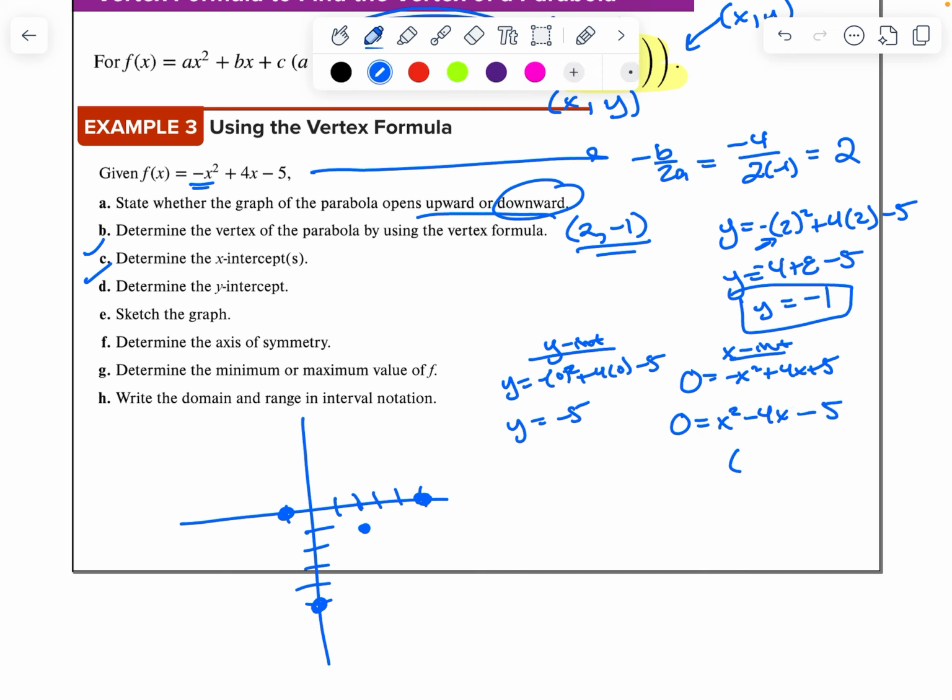What in the world? Oh no, it is plus 5. That is a plus 5. This was a minus 5 in the original problem. There are not numbers that multiply to 5 and add to negative 4. And so I think that's our mistake. We're actually going to have to do the quadratic formula to find our x-intercepts. So we would try to factor this. It doesn't work. And so we're going to have to do the quadratic formula.